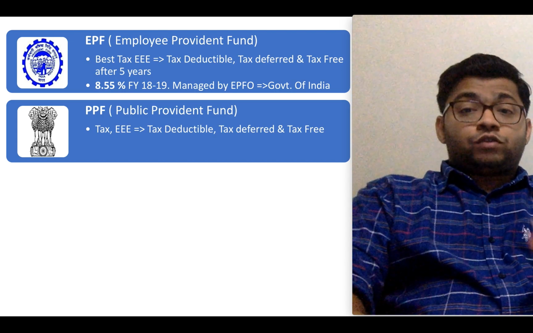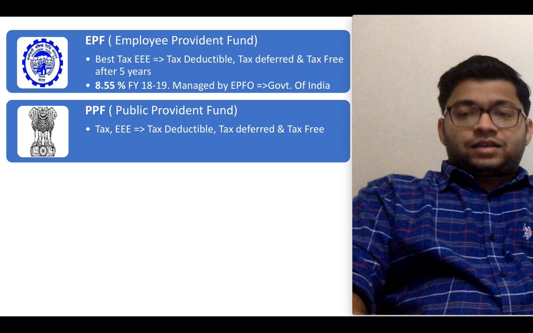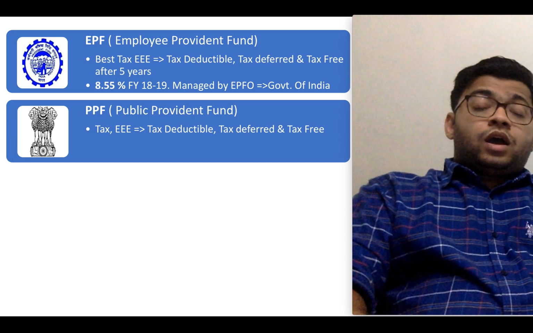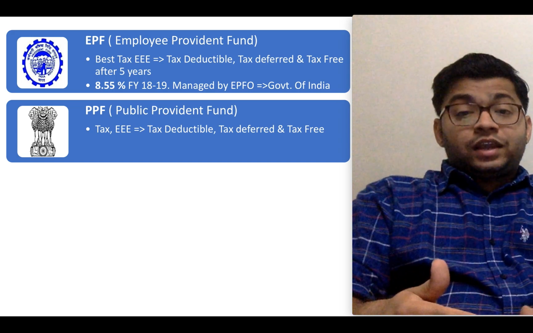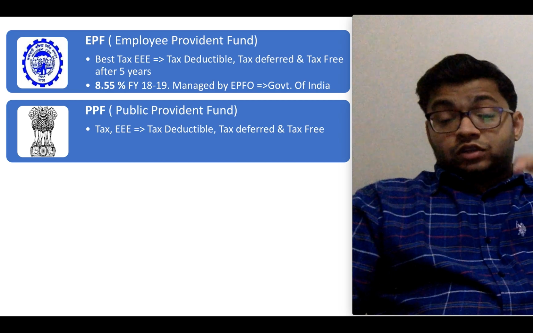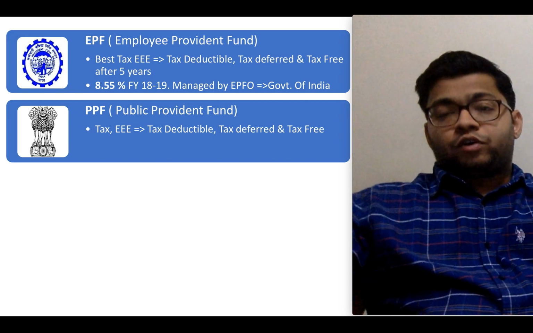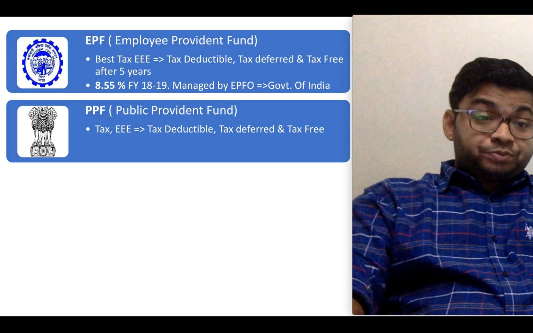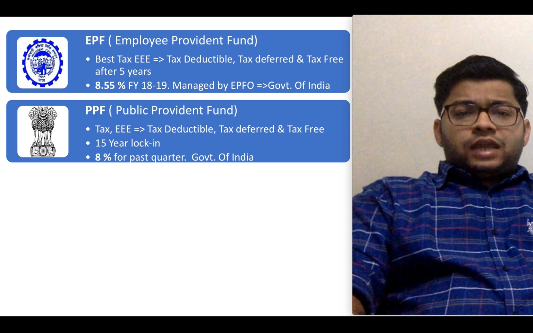It is again very beautiful. It is tax deductible under 80C. You are not taxed on the interest that you are paid every year, and the withdrawal is even tax free. Just that the lock-in period for this is 15 years, which is a bit higher. But then again, as I said, this is for long-term investment. So what are the returns like?